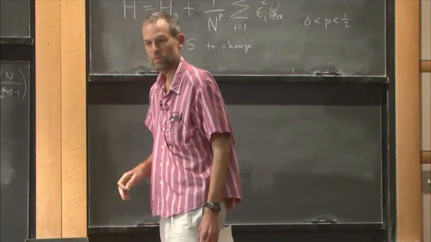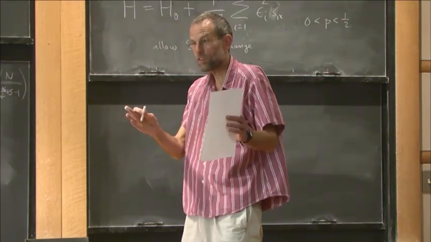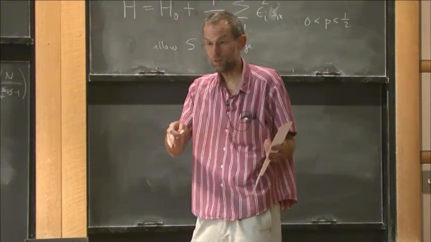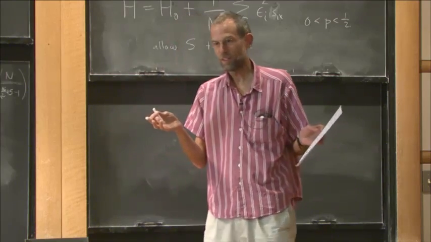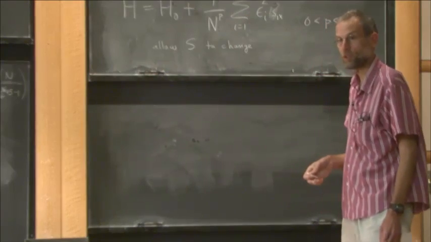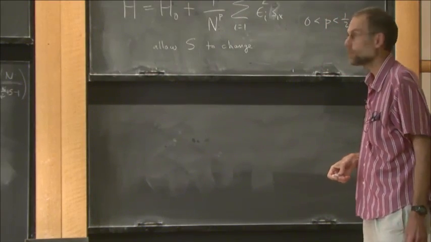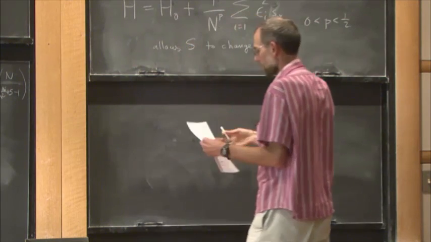A single site will just have spin a half. But if I have two sites, I could put them with total spin 0, and they'll stay total spin 0 forever. I put them with total spin 1, they'll stay total spin 1 forever. That's no longer true here because, of course, I've broken that degeneracy, broken that symmetry. So this allows S to change.